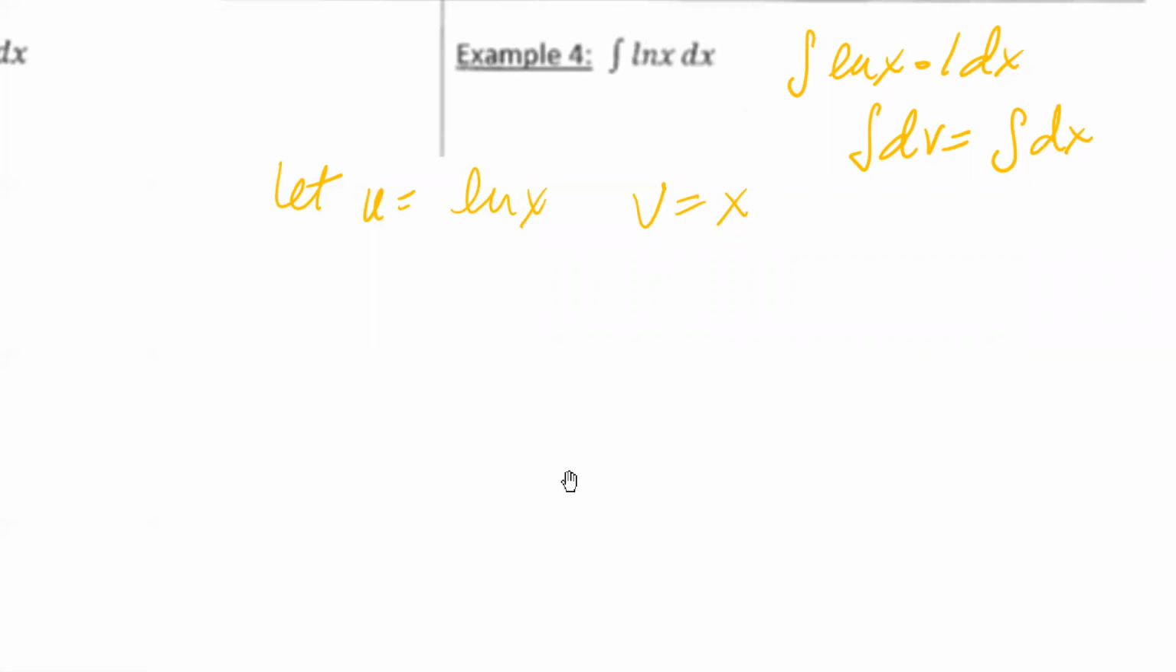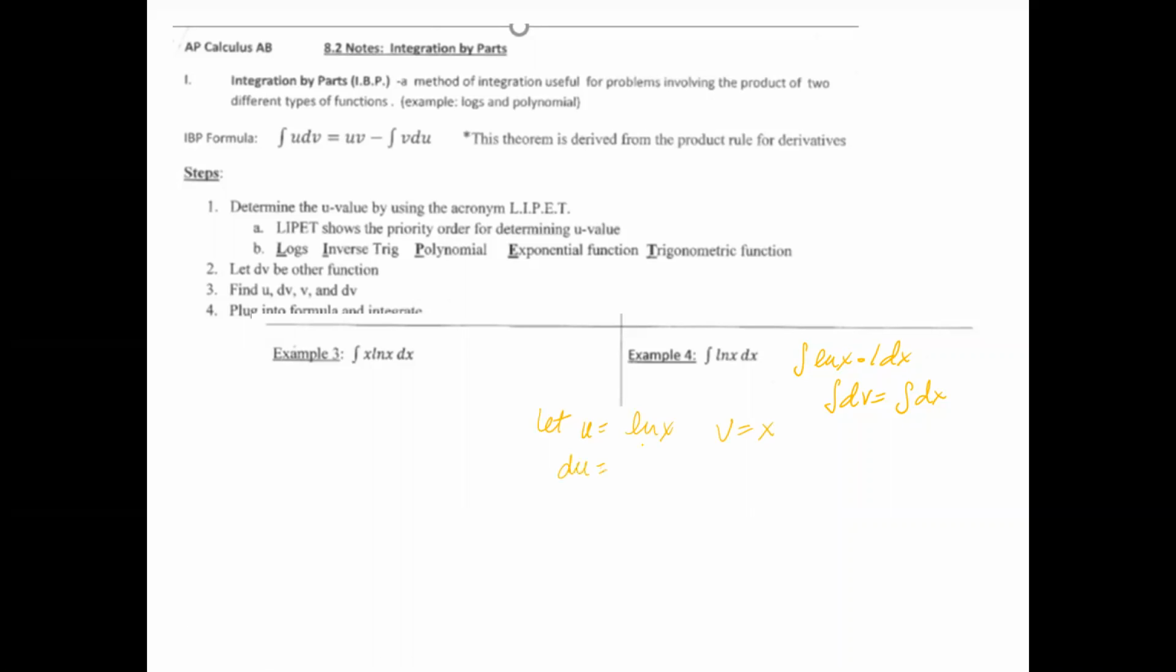And so as we go ahead and figure out what we're going to let u be, let u be ln x, v will just be x, and then your du is going to be 1 over x dx, and then your dv is just going to be 1. Technically, you actually don't use the dv, but we'll find it anyways. So now that I have these 4 components, let's do u times v.